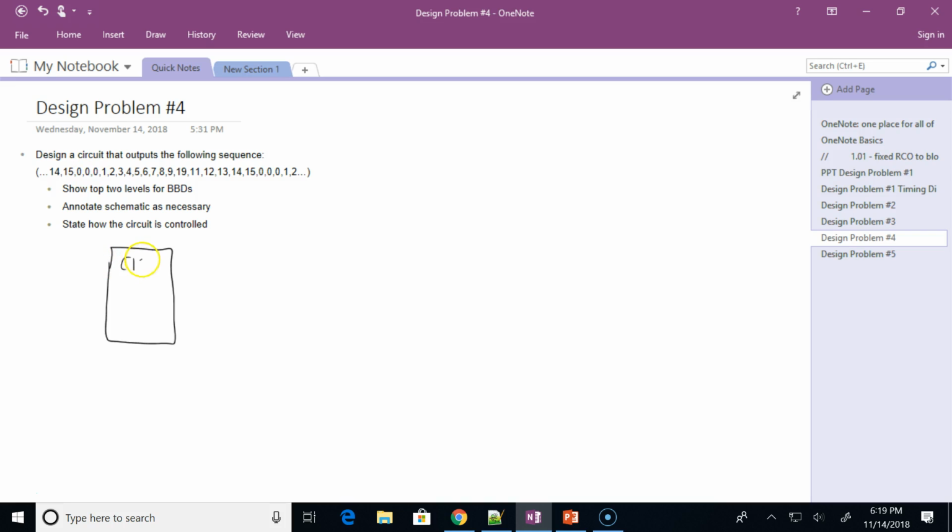And it's a circuit. It has a 4-bit output. Certainly has a clock on this thing. Any control on this? Nope, I think that's it. No fancy outputs on this. So there's the top level black box diagram.